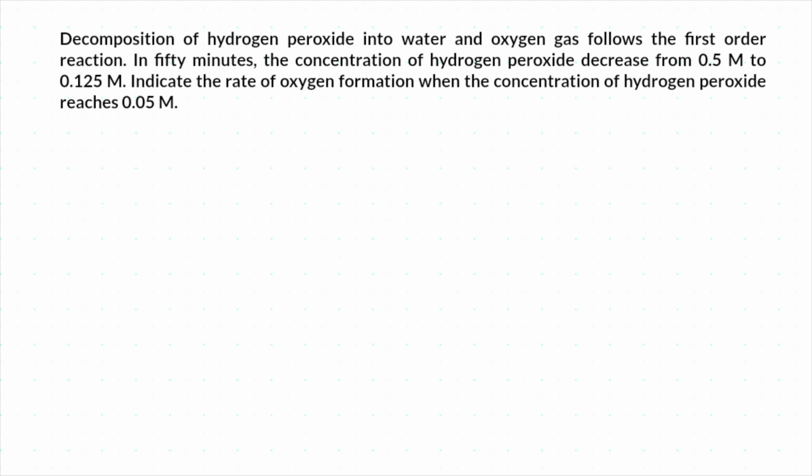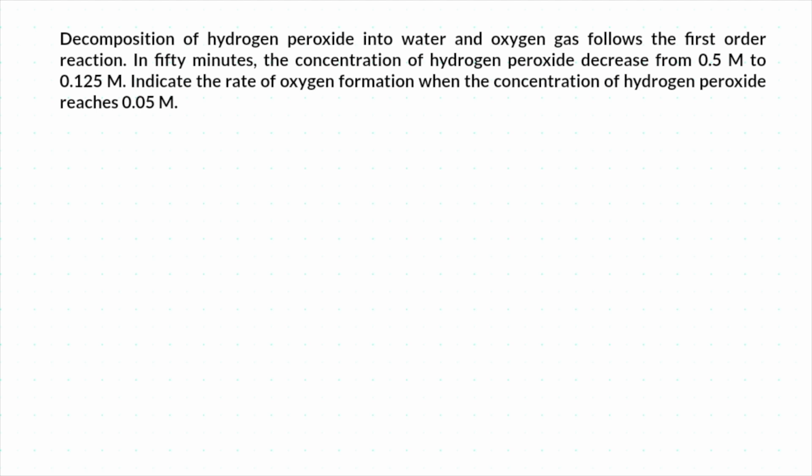Decomposition of hydrogen peroxide into water and oxygen gas follows the first order reaction. In 50 minutes, the concentration of hydrogen peroxide decreases from 0.5 molar to 0.125 molar. Indicate the rate of oxygen formation when the concentration of hydrogen peroxide reaches 0.05 molar.